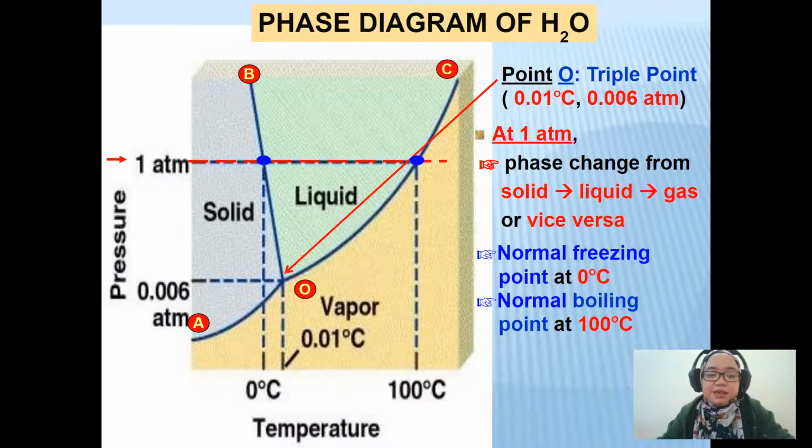So now let's look at the explanation of the phase diagram of water. So we have point O here. This one, point O, is the triple point. So at 0.01 degrees Celsius and 0.006 atm, water exists as solid, liquid and gas in equilibrium. Okay, alright. So at 1 atm here, the phase changes from solid to liquid to gas, or vice versa. Okay, so they have the normal freezing point here at 1 atm, 0 degrees Celsius, and normal boiling point 100 degrees Celsius for water, which is correct.